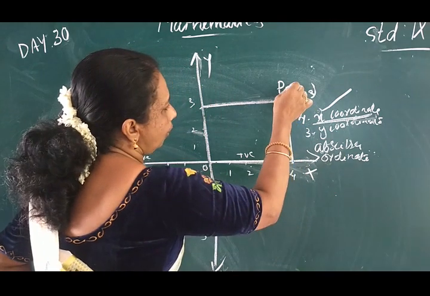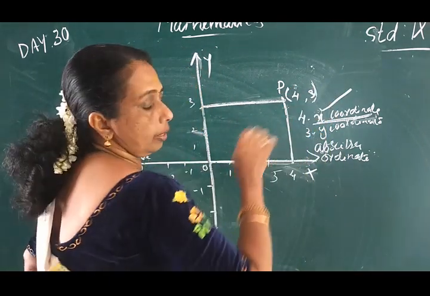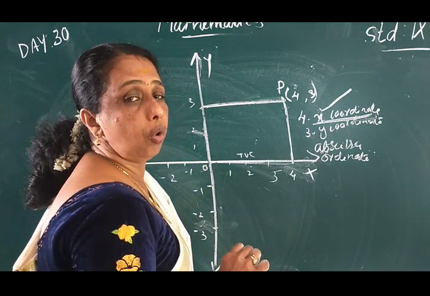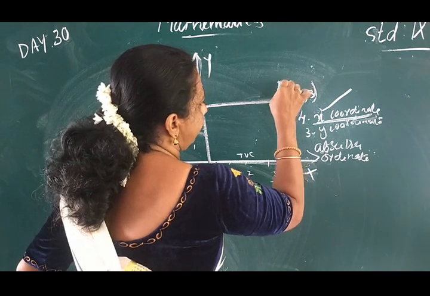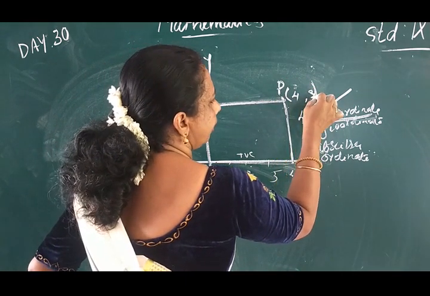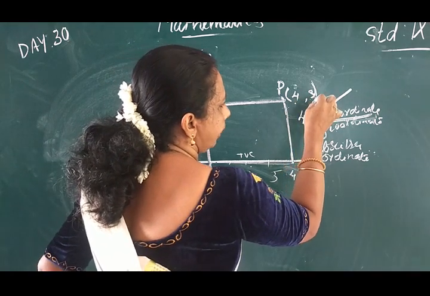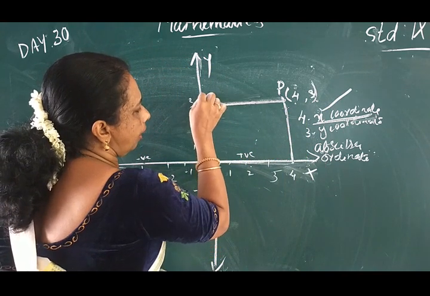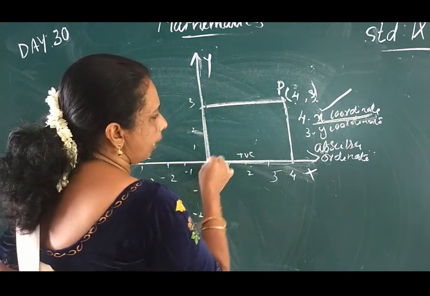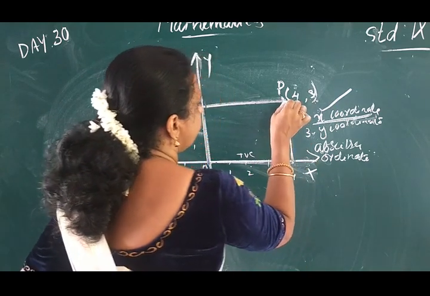The two values, the x coordinate and y coordinate together, we call the coordinates. That is, the coordinates of the point P are (4, 3). 4 is the x coordinate and 3 is the y coordinate. The x coordinate is the perpendicular distance from the y-axis, and the y coordinate is the perpendicular distance from the x-axis.